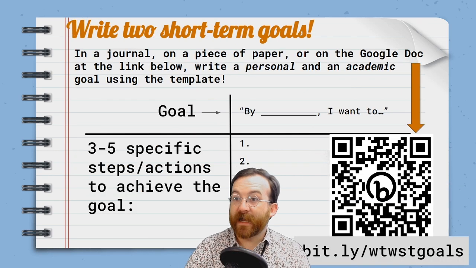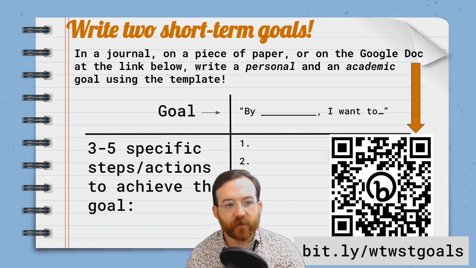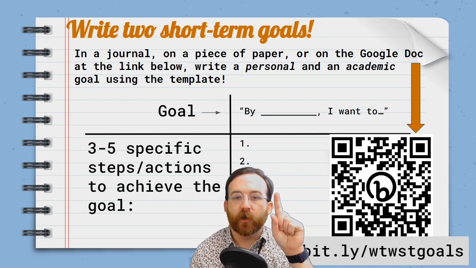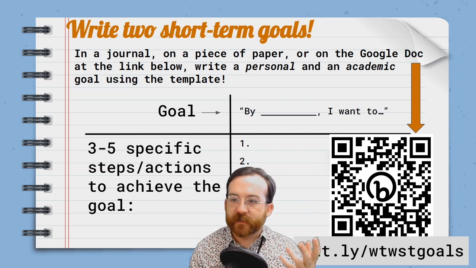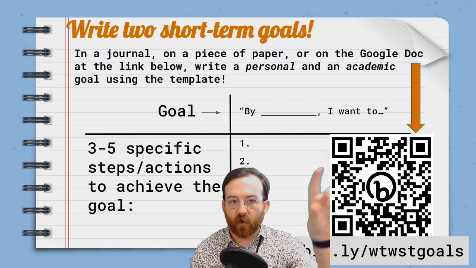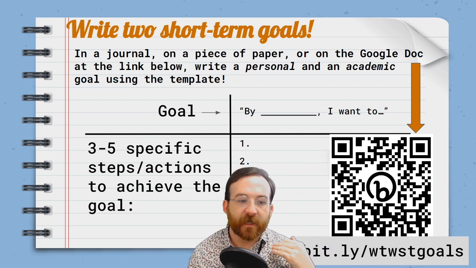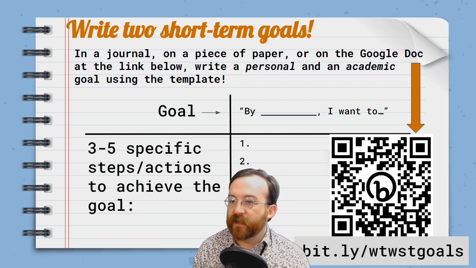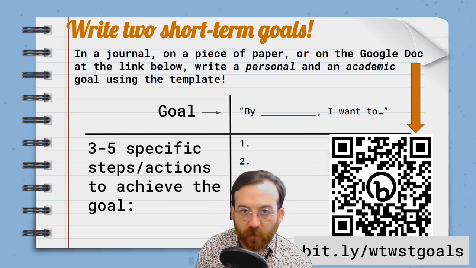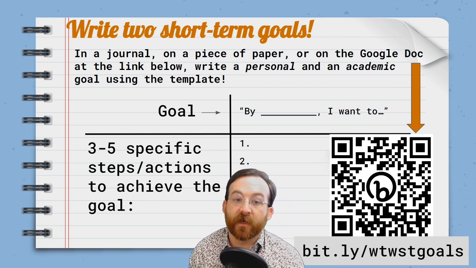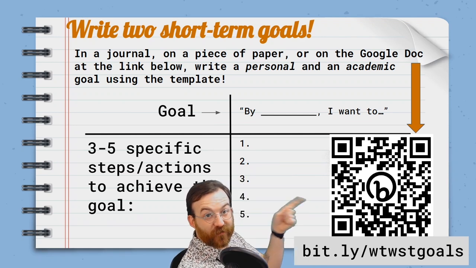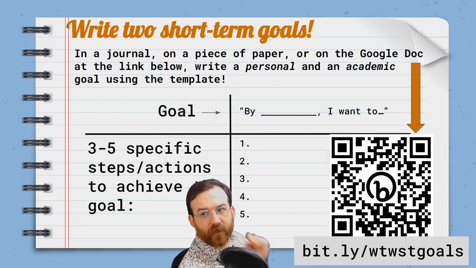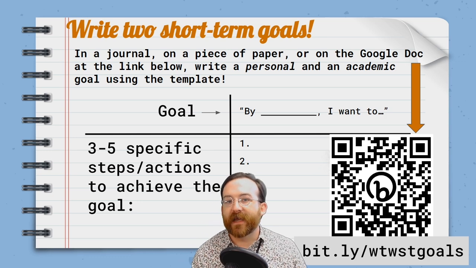So what you're going to do now is write your own short-term goals, all right? So you want to have 1 for your personal life and 1 for your academic life, and you want to use this template where it's got the goal and then the 3 to 5 specific action steps. You can write this on a piece of paper. If you have your own journal or a notebook, you can write it in there to keep up with it. Or if you want to do this digitally, you can scan this QR code or go to this bit.ly right here, and you can find a forced copy.